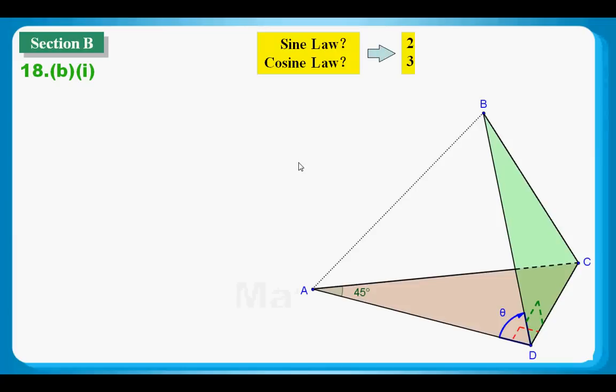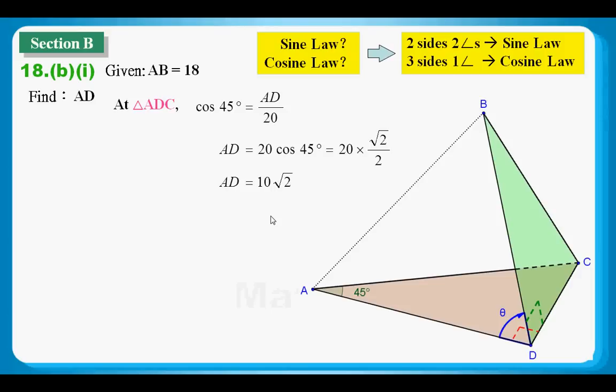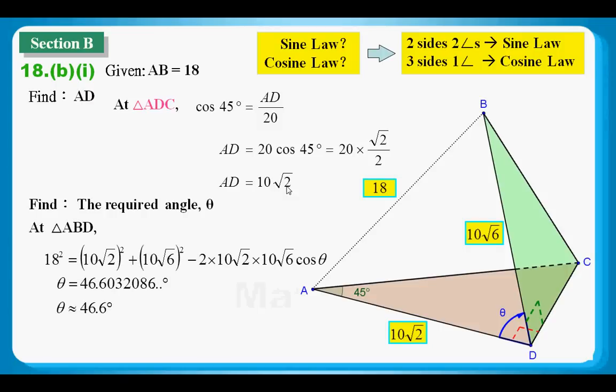Because we have already got BD, which is 9, and we also have the chance to find AD, and the line AB is given, which is 18 cm, we have three sides and an angle. Then we use the cosine law to find the angle between two planes. As I said, AD is very easy to find because we have already got AC, which is 20. So with a simple geometric ratio, we can find AD, which is 10 times root 2. So as I said, we will use the cosine law to find the angle. So the angle between two planes is 46.6 degrees.